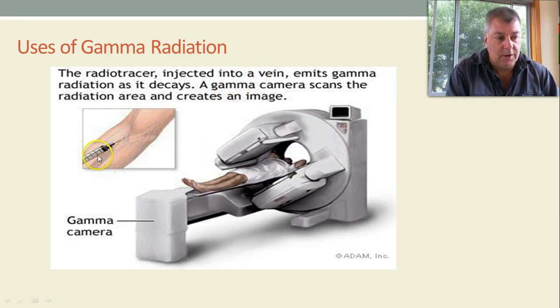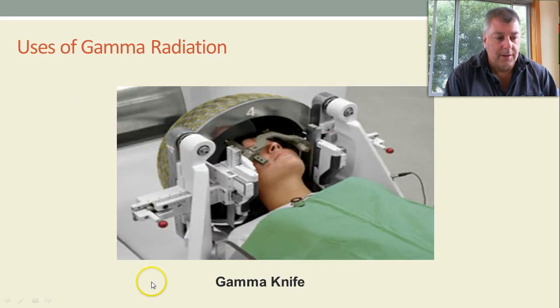And so radioactive isotopes injected into you, the gamma goes to certain parts of your body, and this is a gamma detector that then creates a three-dimensional picture of your body. Looks very much like a CAT scan, but it's a different process.